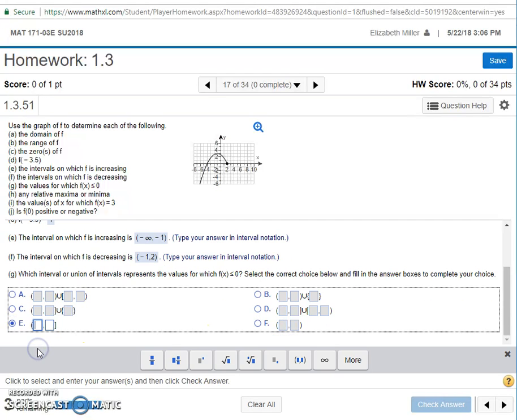So we're going from -infinity up until -4. Okay, and if you have questions about this, remember you can post some questions in the forums.